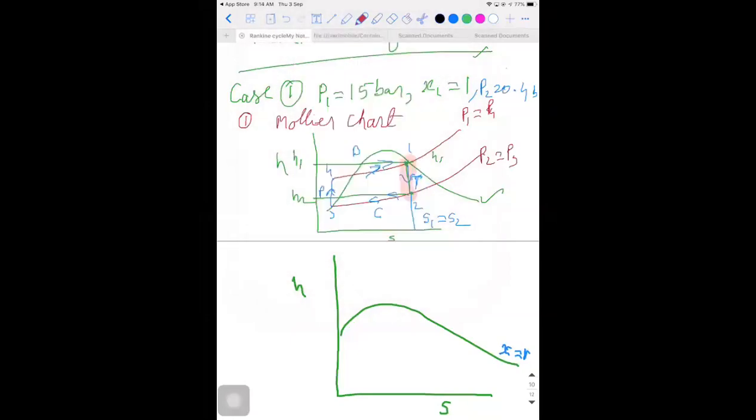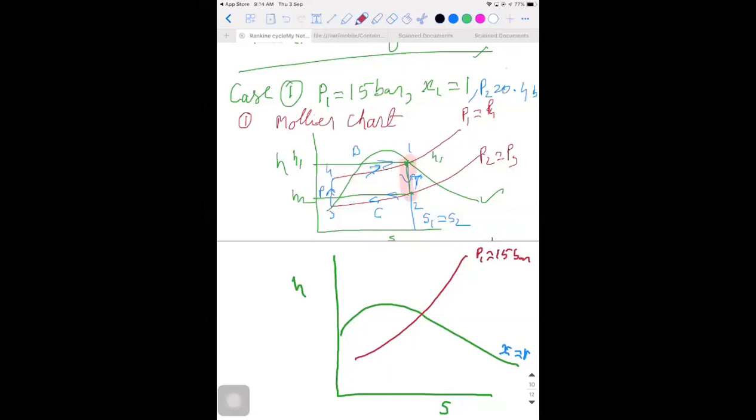I'm drawing a constant pressure line at 15 bar. Yes, sir. This is P1 equals 15 bar. Okay, I will erase it. Okay, this is P1 equals 15 bar.